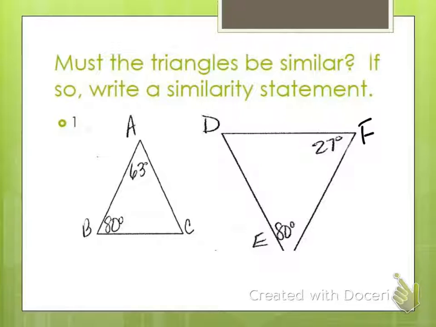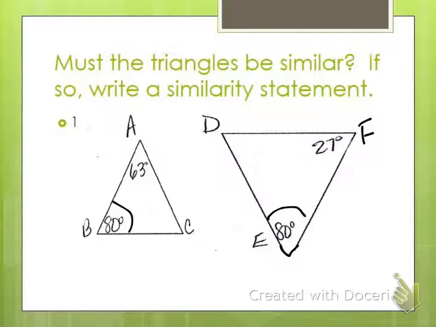So just from the information they give us, do we have a pair of congruent angles? Yes, which pair? Angle B and angle E. Good. We've got two of them that are marked as 80 degrees, so those two are definitely congruent to each other. Are the other two congruent to each other that are marked? No, right? We've got 63 and 27. But we don't have angles C and D labeled yet. Is there a way that I could figure out what angle C equals?